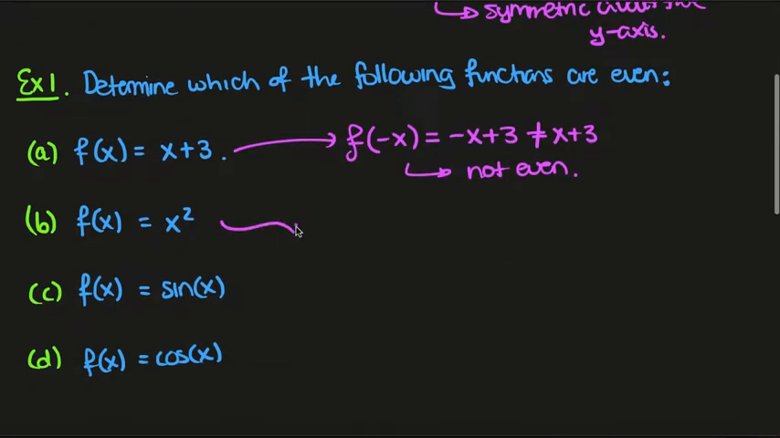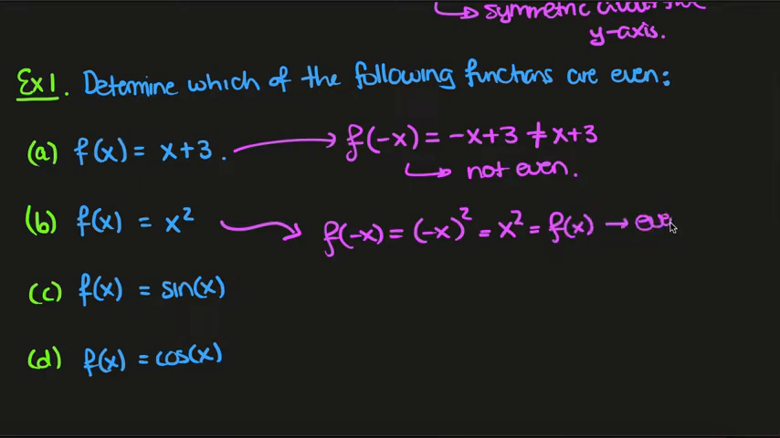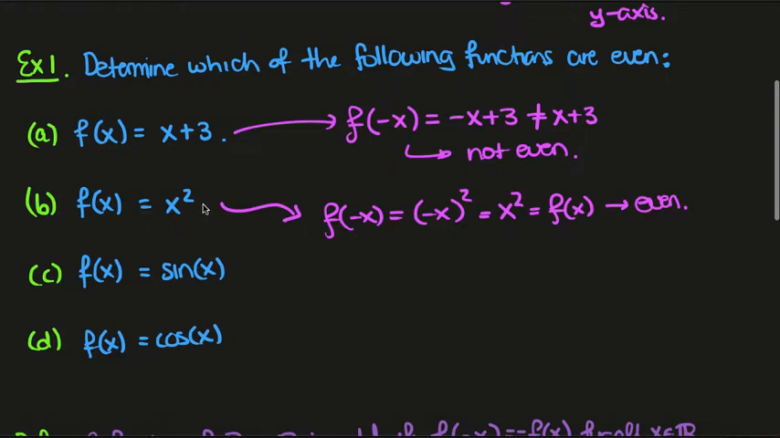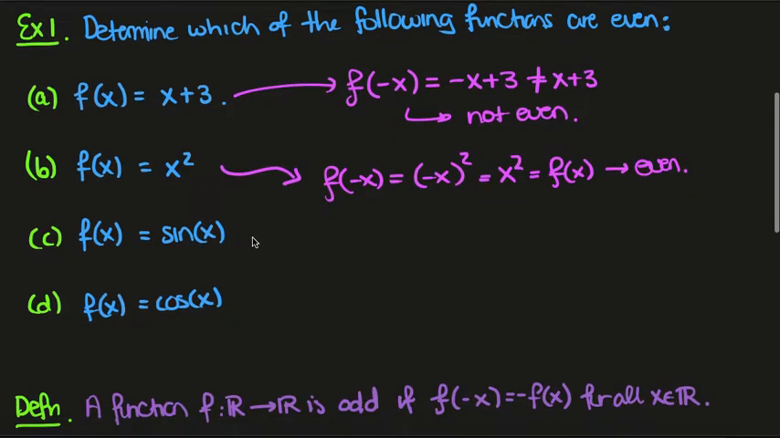Okay, let's try x squared. So f of minus x is minus x squared. When we square a negative, it becomes positive. This will be x squared, but that's f of x. So this is an even function. Notice that the reason why it was even was because of the even power. So x to the 4 by the same argument is also an even function.